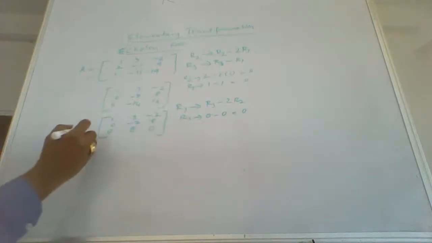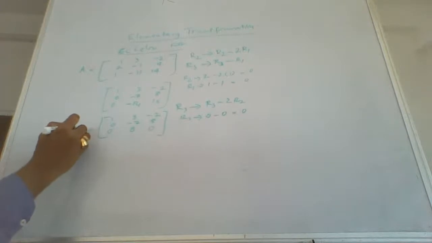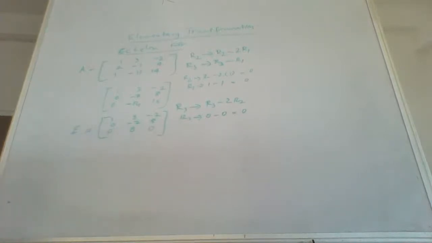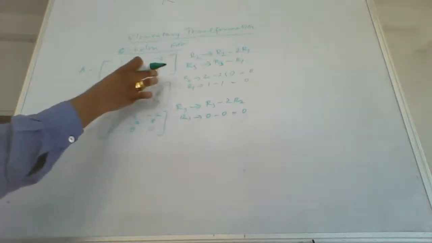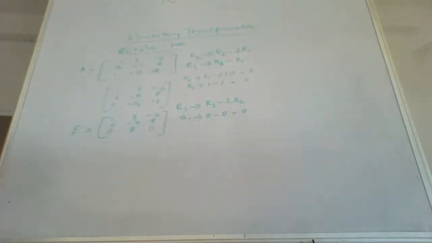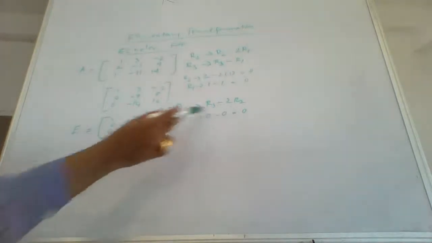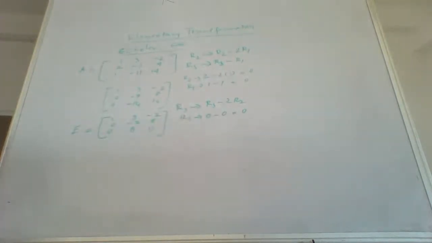If I represent this as E, this is the echelon form. The given 3 by 3 matrix I have reduced by doing certain row operations, and I formed the echelon form. I hope you understood this. Keep a note of this, which is important.